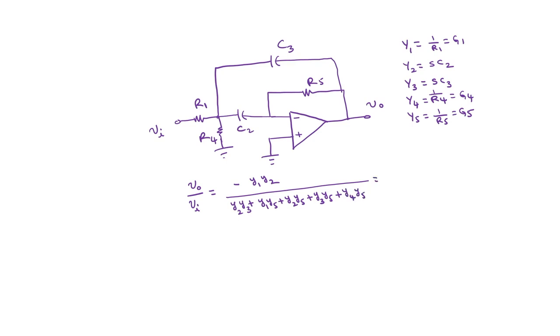So if you substitute these values, what happens? y1 y2 becomes sC2 G1, minus sC2 G1 divided by y2 y3, sC2 sC3, s square C2 C3, plus y1 y5, which is G1 into G5, y2 y5, sC2 into G5, y3 y5, sC3 G5, y4 y5, G4 into G5.